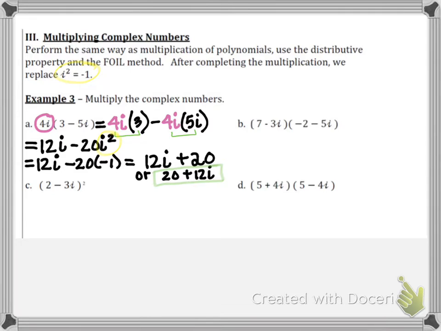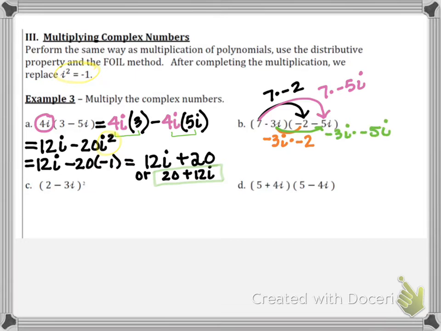Now we're multiplying the binomial 7 minus 3i times the binomial -2 minus 5i. This is where we will be using the FOIL method, where we will be distributing 7 minus 3i into the binomial -2 minus 5i. So first, I'm going to multiply 7 times -2. Then on the outside, I'm going to multiply 7 times -5i. On the inside, I'm going to multiply -3i times -2. And for my last two, I'm going to multiply -3i times -5i. So those are my four terms.